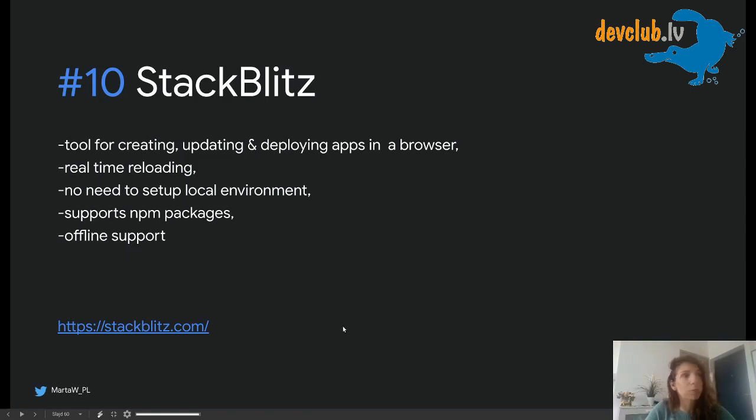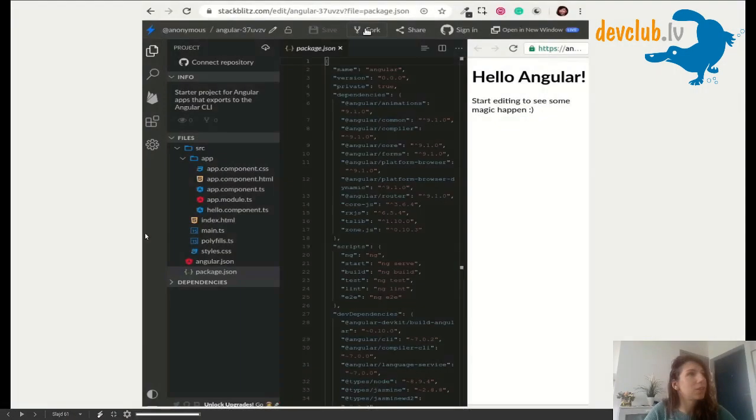You don't need to set up your local environment, so it's great if you want, for example, to prototype something, or test components or services without setting up the full environment on your local computer. It supports npm packages, maybe not all, but lots of them, and it works offline, so it's really cool. Here you can find the link for StackBlitz.